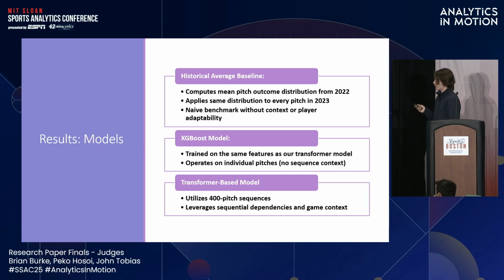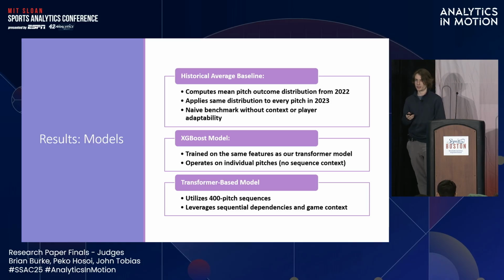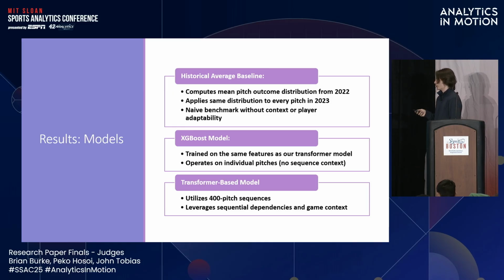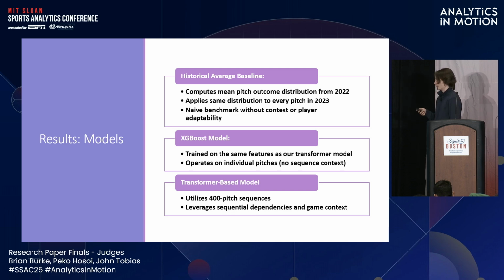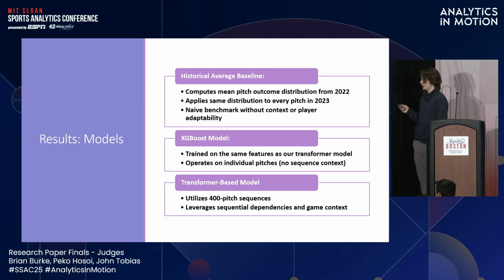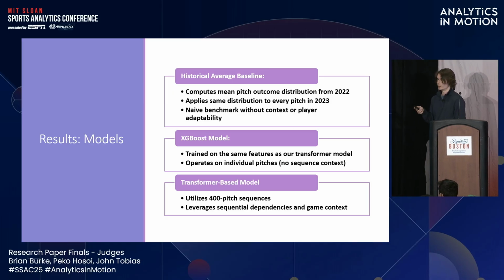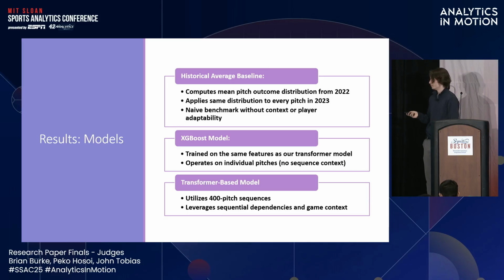So first, just going over some of the models that we looked at. So one is just a really simple historical average baseline based model. All we're doing for this is finding an average pitch outcome distribution from the previous season. And then when we're making predictions with this model, we're just going to be sampling from that distribution. Next is just an XGBoost model. So this is a bit more complicated. This is going to be trained on the same feature set as our transformer model is, except it's not able to take into account the sequential information like our model is, and of course the transformer model.